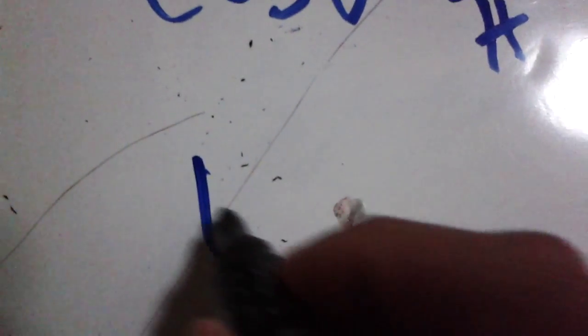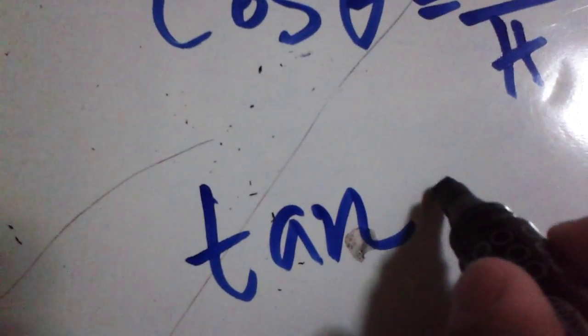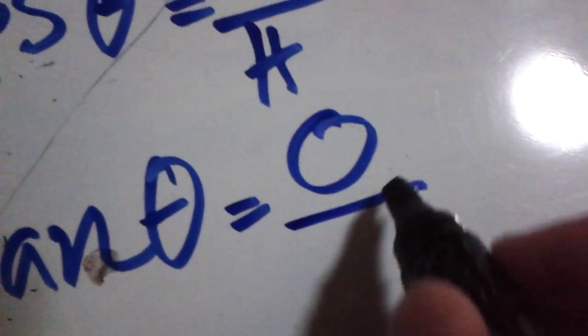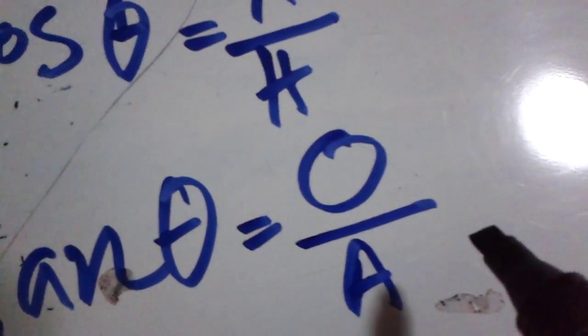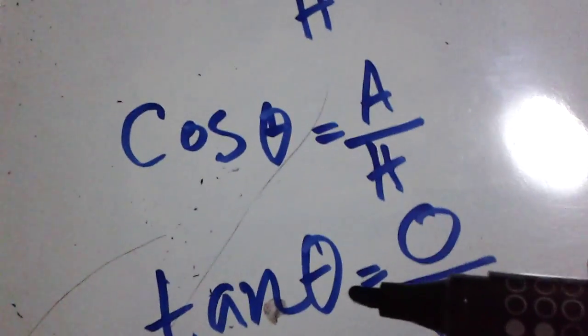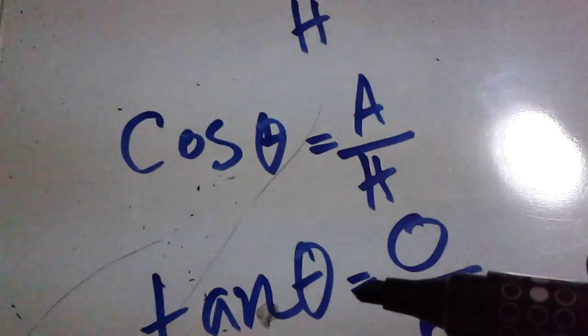And finally, for tan theta, we have the opposite of an angle divided by its adjacent line. So how do you memorize all this? And better yet, how do you know when to use all of these?